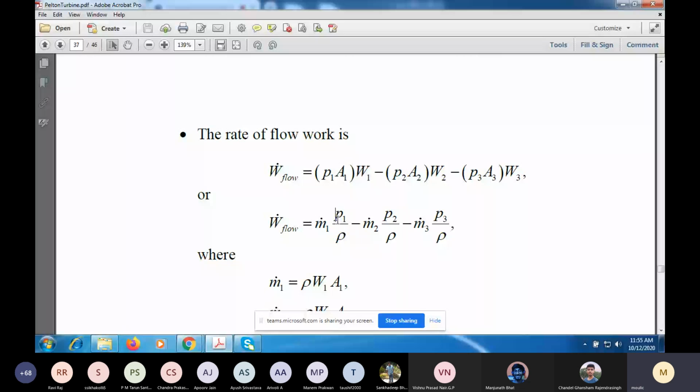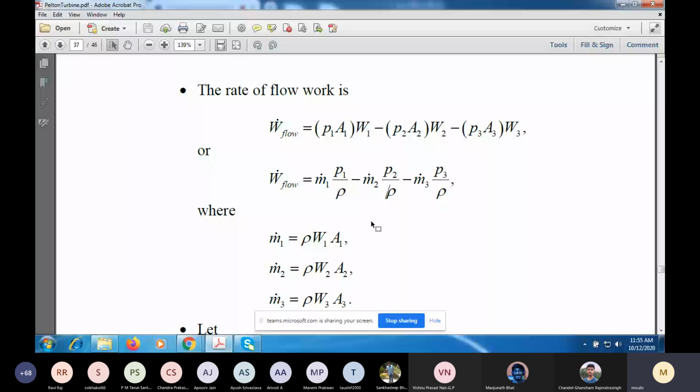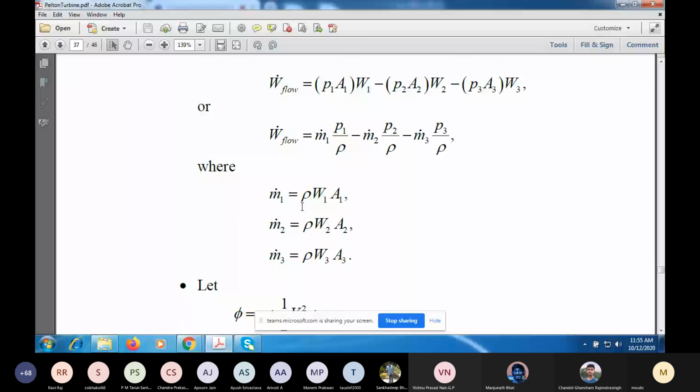So this term is the change in that potential energy. And these are the mass flow rates: the mass flow rate into the control volume and the mass flow rate out of the control volume. Okay. Now let us go back over here to this equation.